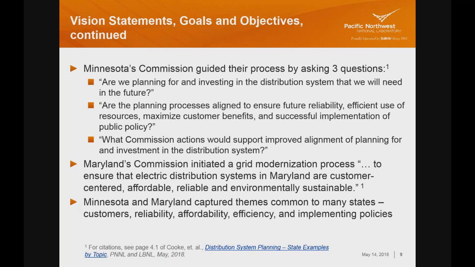And the final common theme that you see in the goals and the vision statements and the objectives from states across the country is implementing policies, which is to say a lot of these are intended to help utilities within the state to meet the renewable portfolio standards that have been put forth. In some cases, the RPS are very aggressive. I think Hawaii set a goal of 100% renewable energy. I don't remember exactly the year, but it's something like 2030 or 2040. That's very aggressive. So a big part of what you see when you look at the goals and the objectives of grid modernization projects or some of the distribution planning projects around the country in the states, it's geared towards helping implement these policies.